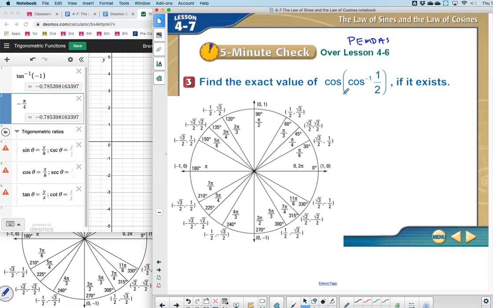What we're doing is we're saying to solve this, you need to first begin with the parentheses. And so that's what I'm going to do here, is we're going to solve this little portion first. So we'll say cosine inverse of 1/2. Let's go solve for that.